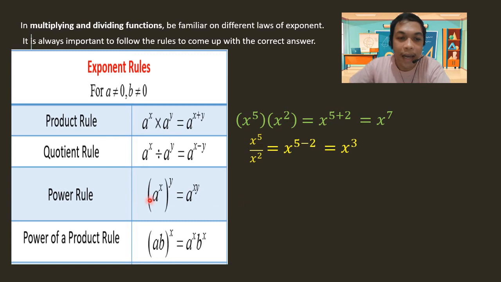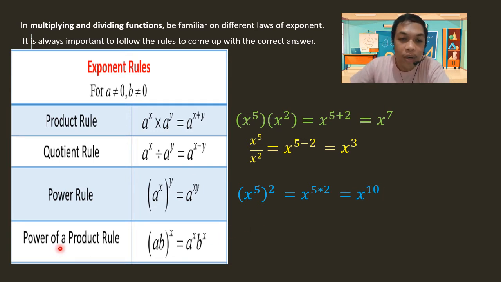Next naman ay ang power rule, an exponent with another exponent. So, a raised to x raised to y. For the power rule, we simply multiply the two exponents na meron sila. So, for example, we have x raised to 5 raised to 2. So, we have x raised to 5 times 2. It will become x raised to 10.